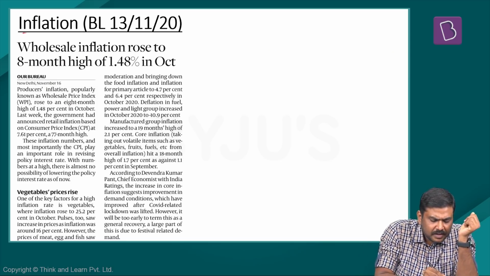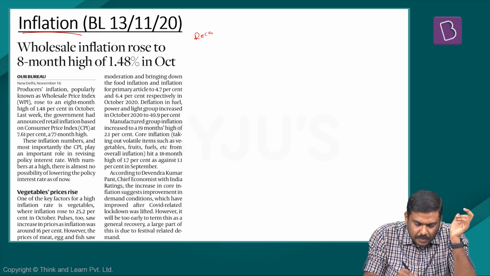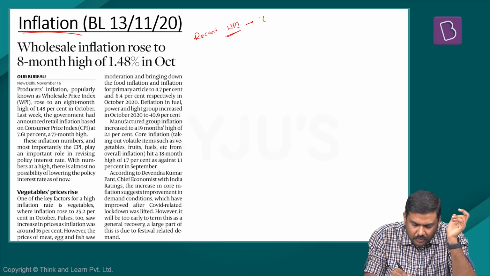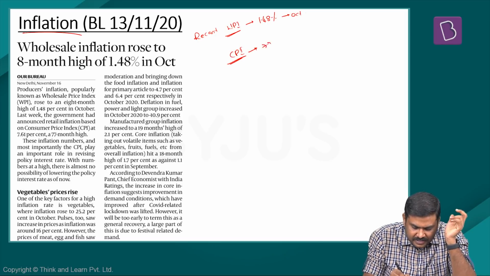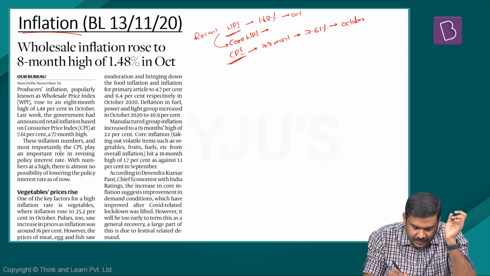The next article is in relation to inflation. Now, as per the recent data which has been published in the newspaper, the wholesale price index has hit an 8-month high of 1.48% for the month of October, and CPI has hit a 77-month high of 7.61% for the same month of October. In addition to this, core WPI has also reached a very high level, that is an 18-month high of 1.7%.